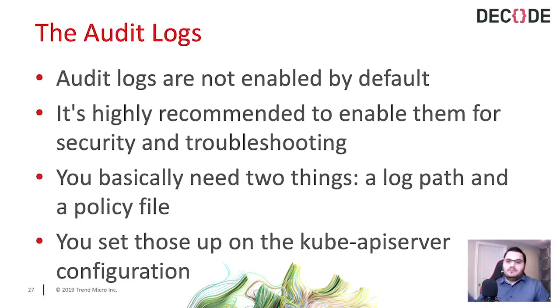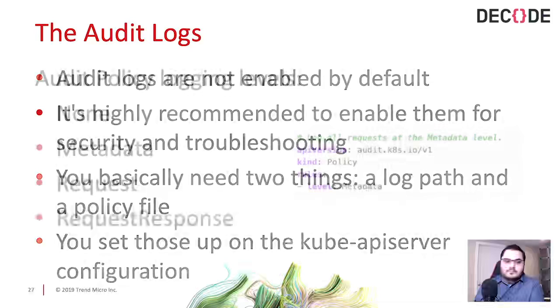So the log path is basically where your file log is going to be stored. You can store locally on your master node, although that's not recommended. And your policy file is going to tell you what is going to be logged, right? So what kind of data or what log level that you want on that cluster, right?